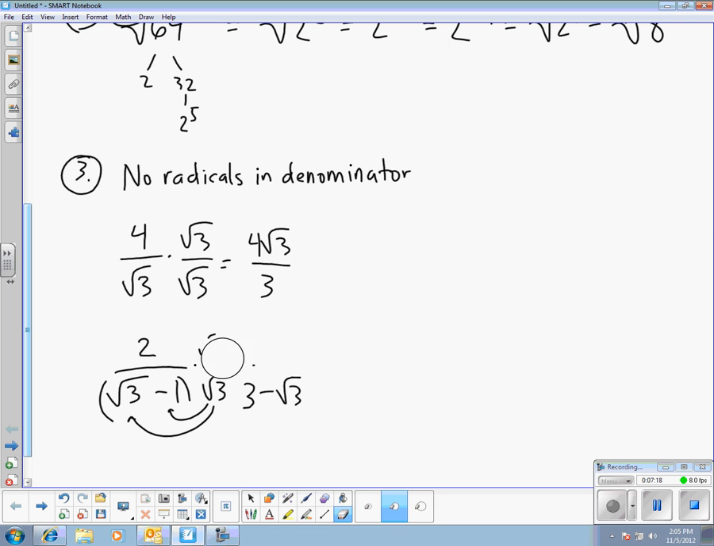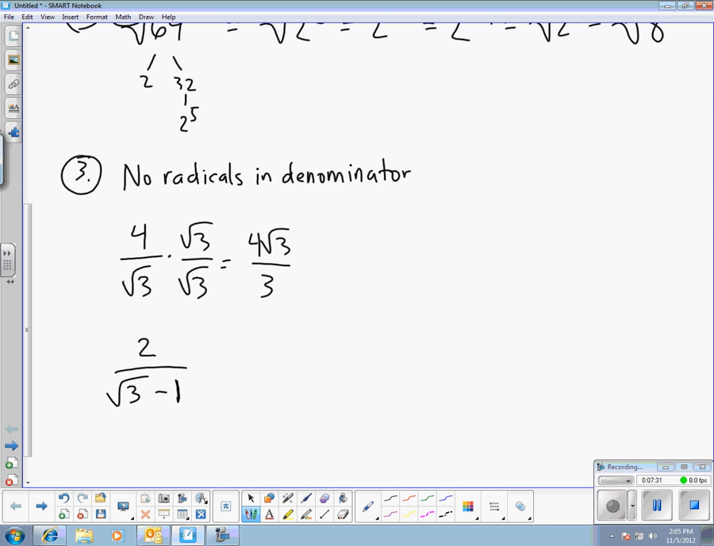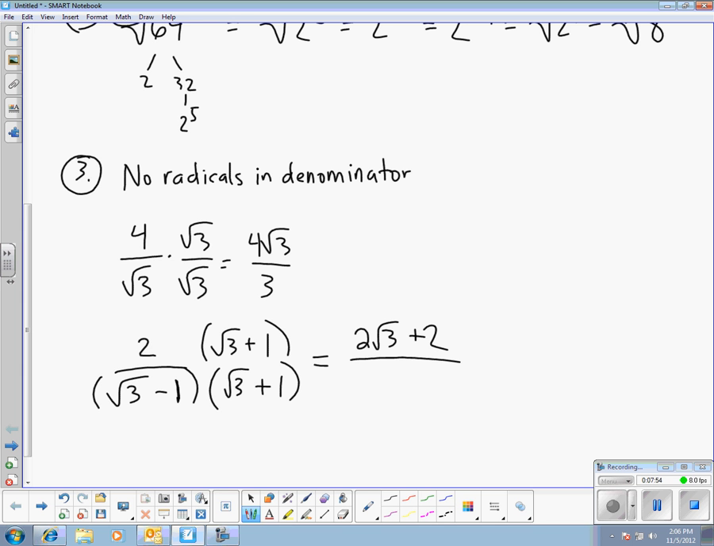Let's try something else. In order to get rid of a square root on the bottom that's part of a binomial that's added or subtracted to something, what I need to do is multiply by the conjugate of what's on the bottom. All right, square root of 3 minus 1 is conjugate pair with square root of 3 plus 1. All right, I'm still multiplying by 1. I'm still not changing anything. It's just that it's going to change what the bottom looks like, and you'll see what happens here in a second. On the top, I get 2 times the square root of 3 plus 2, because I don't forget to distribute. And on the bottom, I FOIL.